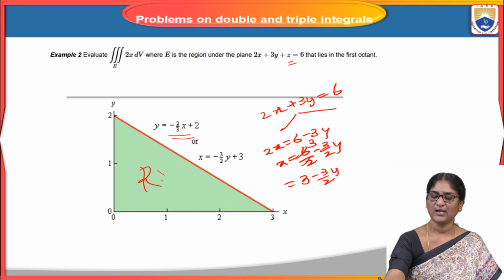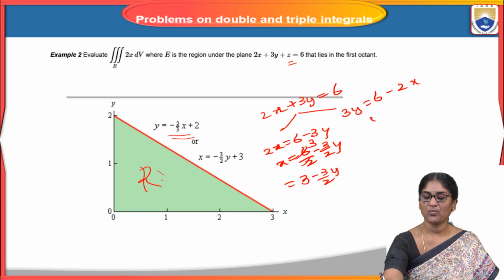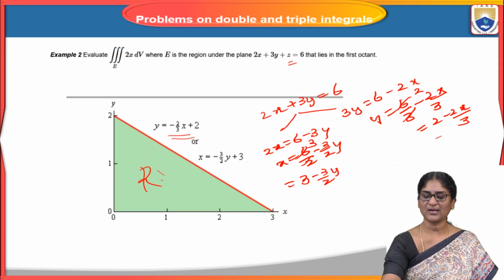Another option is you can take 3y is equal to 6 minus 2x, and y is equal to 6 by 3 minus 2x by 3. Upon cancelling, we are going to get 2 minus 2x by 3. This is the second option. So either you can have the variable limit of x in terms of y, or y in terms of x.